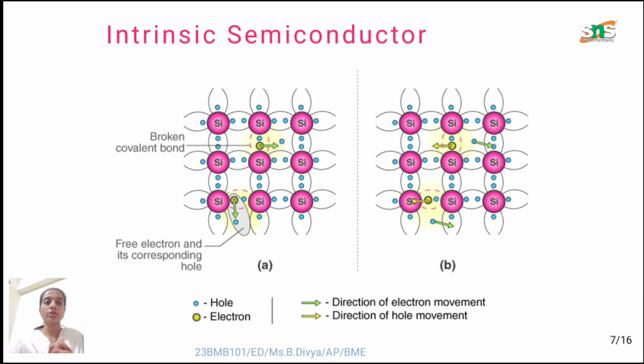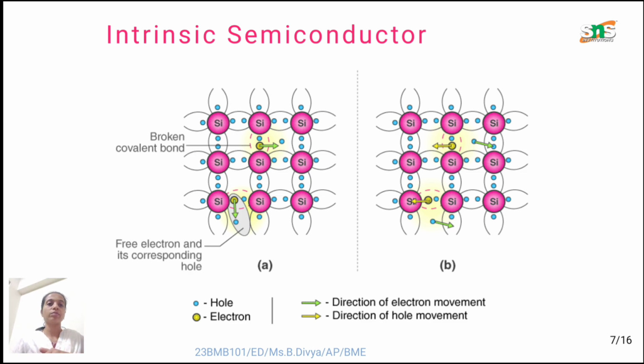In this video, we are going to see the continuation of the previous video, that is, the types of semiconductor. This is an intrinsic semiconductor. As I told you already, an intrinsic semiconductor is a pure form of semiconductor material, made of silicon and germanium, where we need not have any impurities added to it.